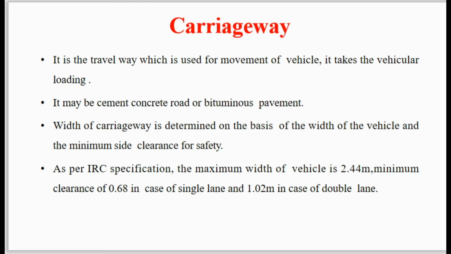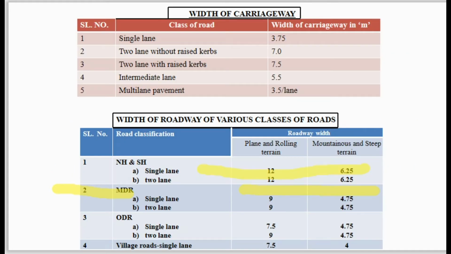As per the Indian Road Congress, the maximum width of the vehicle is 2.44 meters with the minimum clearance of 0.68 meters in the case of a single lane and 1.02 meters in case of a double lane road. So this minimum clearance should be set while fixing the width of the carriageway. Next, we shall see the details regarding the width of the carriageway.